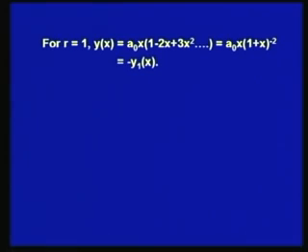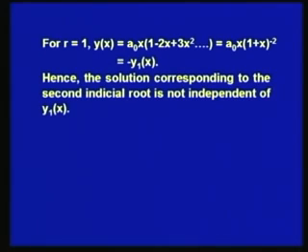For r equal to 1, if we find the value of y(x) from y_r(x), it turns out that y(x) is equal to a naught x into (1 minus 2x plus 3x square and so on), which is a naught x into (1 plus x) to the power minus 2, and which is nothing but minus y1(x). So the second solution, if we find it from y_r(x) by putting r equal to 1 straight away, gives us a linearly dependent solution. It is nothing but the negative of the first solution, that is, negative of y1(x).